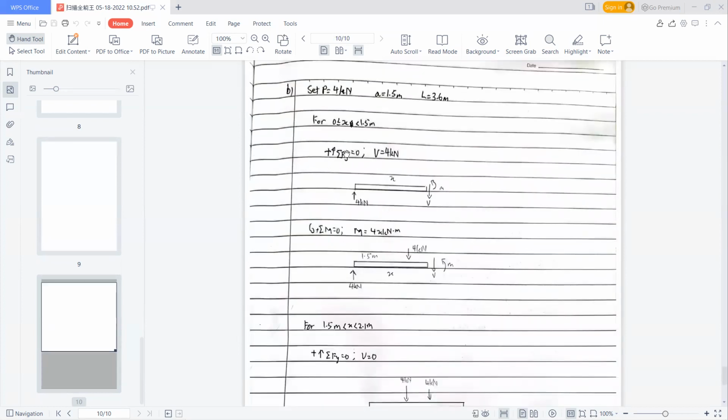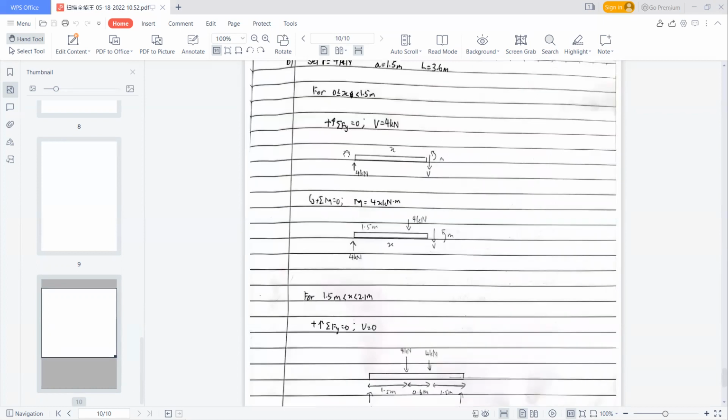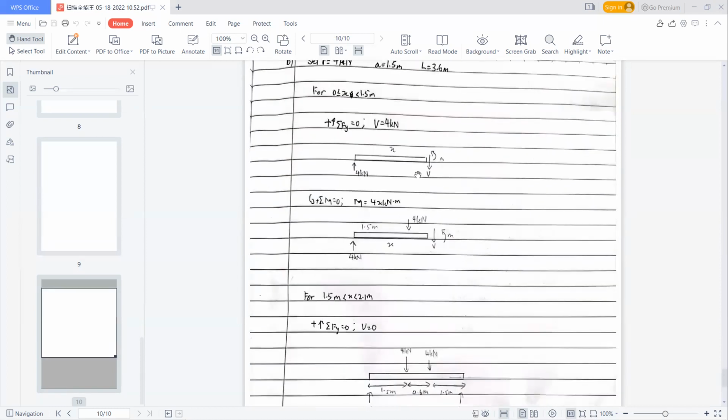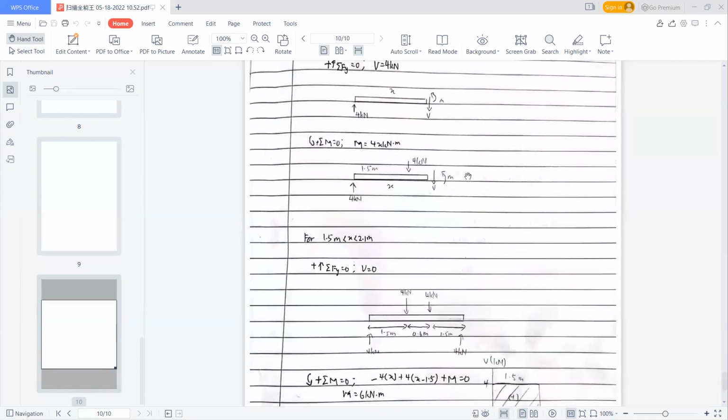For the first one, x is greater than or equal to 0 but less than 1.5 meters. We know that if sum of Fy equals 0, then V is equal to P, so it's equal to 4 kilonewtons. So how do we draw this? We draw the 4 kilonewtons from the bottom to the upper part. M is equal to 4x kilonewton-meters, and we will have this with 1.5 meters here.